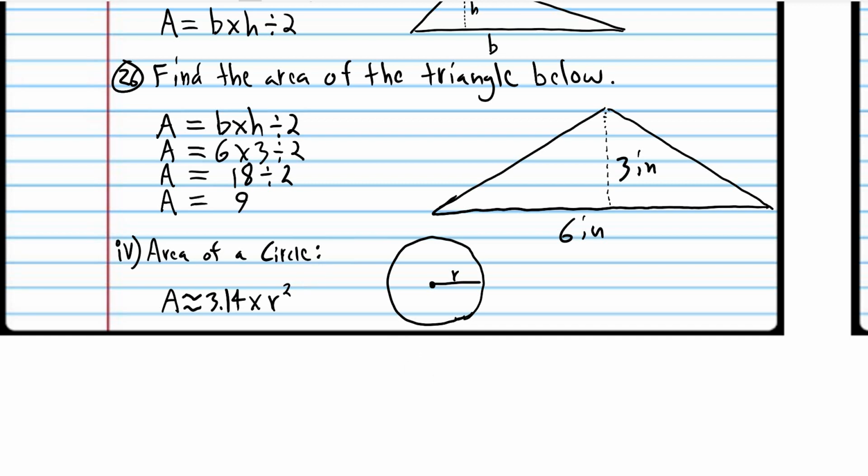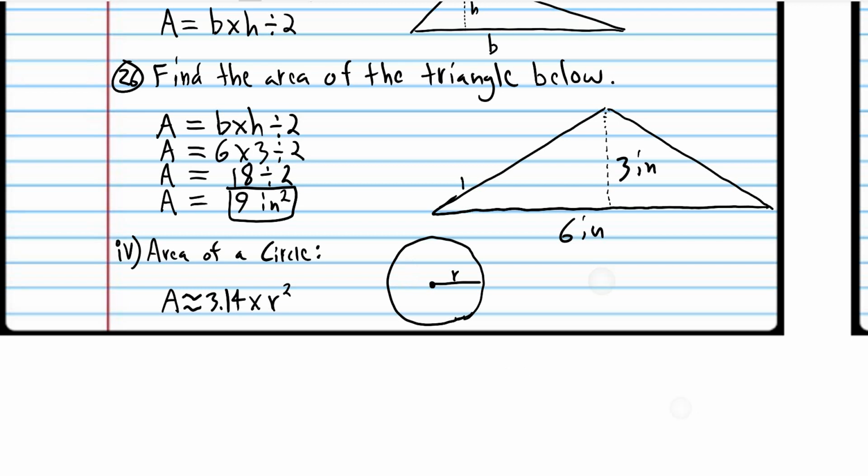So if you got 9, good job. If you didn't, that's okay. Just figure out what you did wrong. But this is not our final answer. If you write 9, you get 1 point taken off. We have to write inches. And because it's area, we have to write inches squared.